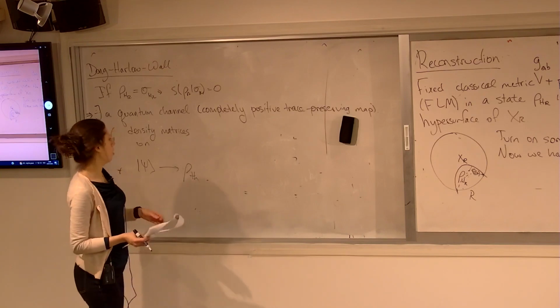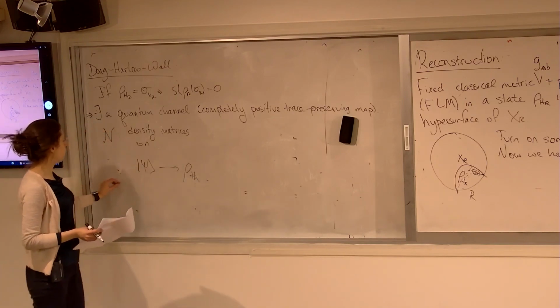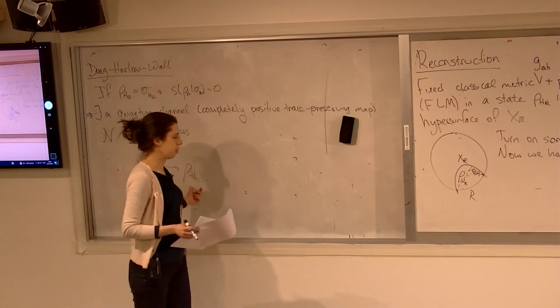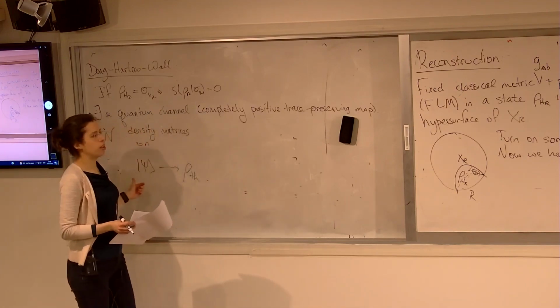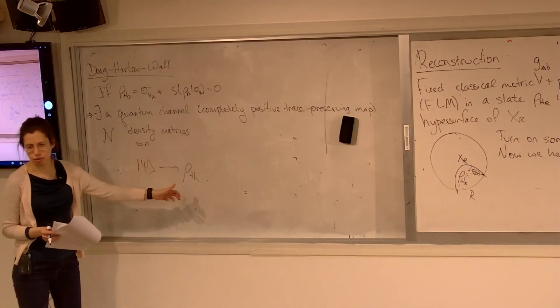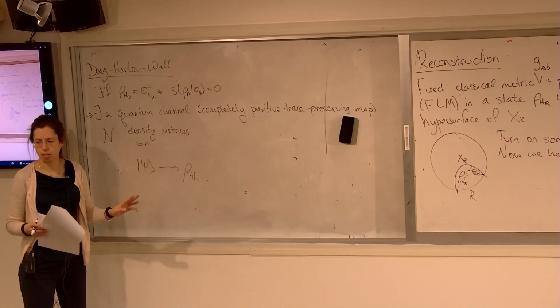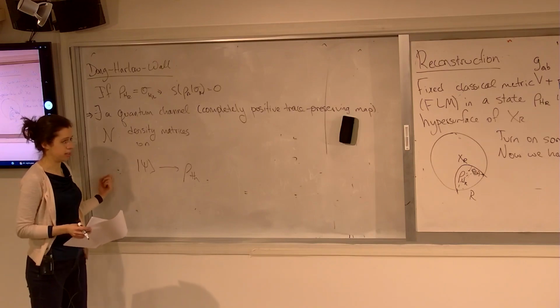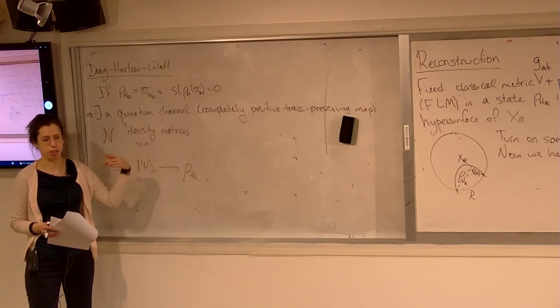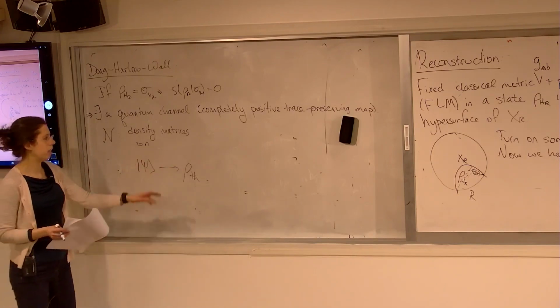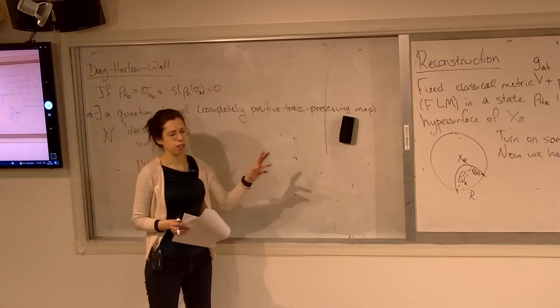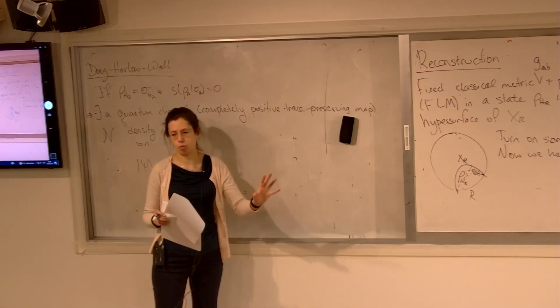Well, what you don't want this to do is start giving you negative amplitudes for things that have positive amplitudes to begin with. So that's the completely positive part. Trace preserving means that you're going to go from a density matrix to a density matrix, and not to something that doesn't have trace one. So it's basically the most general map we have that's going to preserve very basic things we want to be true about the system.